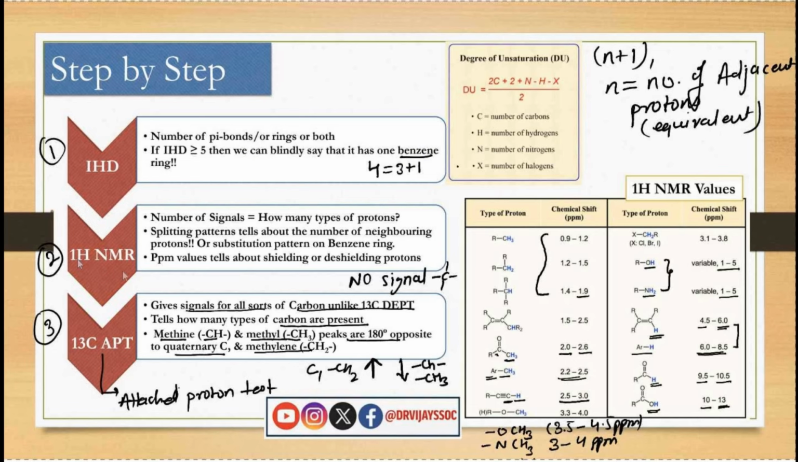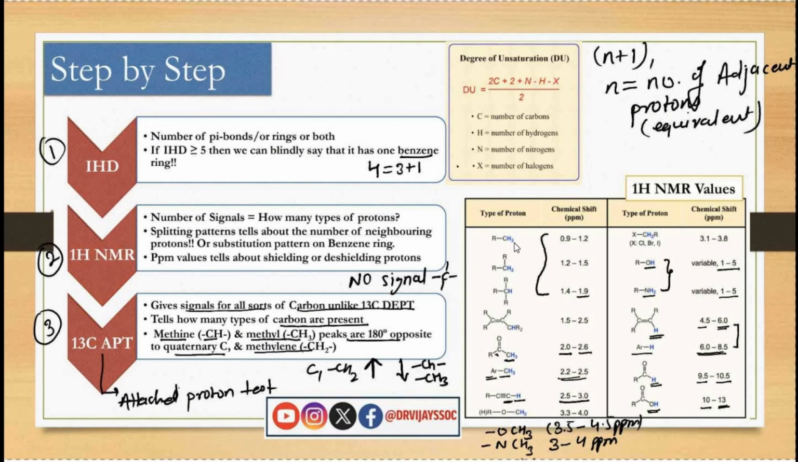Then we will look at 1H NMR, and as we said, the number of signals is equal to how many types of protons are there. Splitting patterns will give us information about the number of neighboring protons or the substitution pattern on the benzene ring. Here is the splitting pattern formula, n plus 1, where n is the number of adjacent protons which are equivalent. For determining the substitution pattern on the benzene ring, we should also know the J coupling value. We will learn that when we have those kinds of problems. And 1H NMR chemical shift values are also very important to understand shielding and de-shielding of the protons.